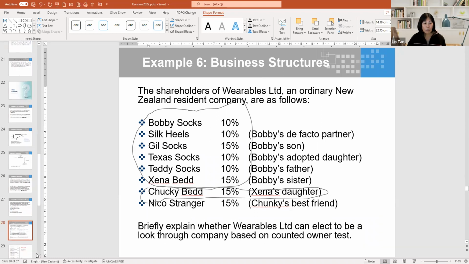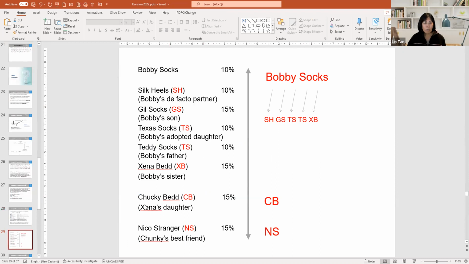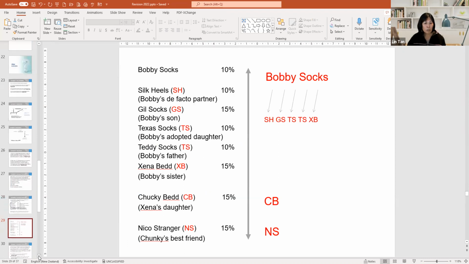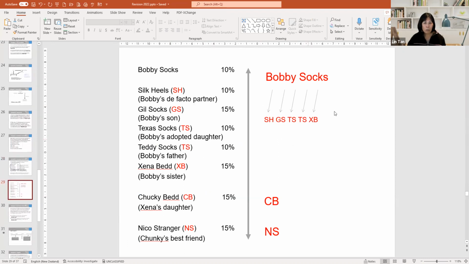All right, so this is just a diagram of what I have illustrated just now. We have 1, because it's one big group, and we have Chucky, another owner, and we have Nico, another owner. So we have 3 look-through owners. So in your explanation for questions like that, it will be good to show your workings, right? How you group them up together, and then work out in total at the end how many owners there are.